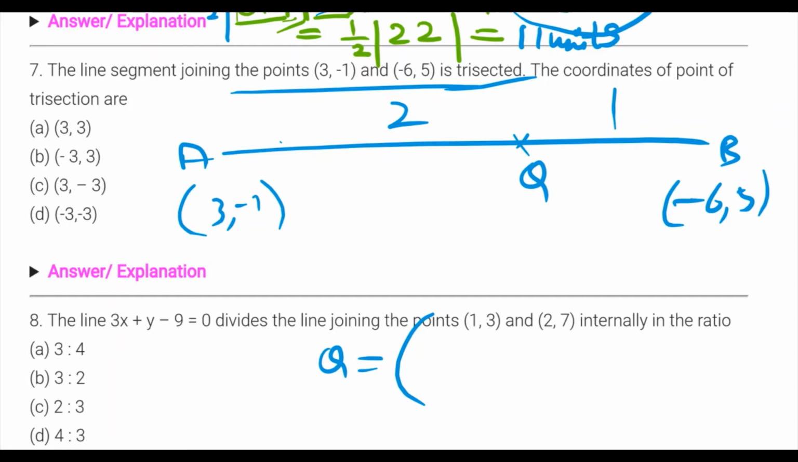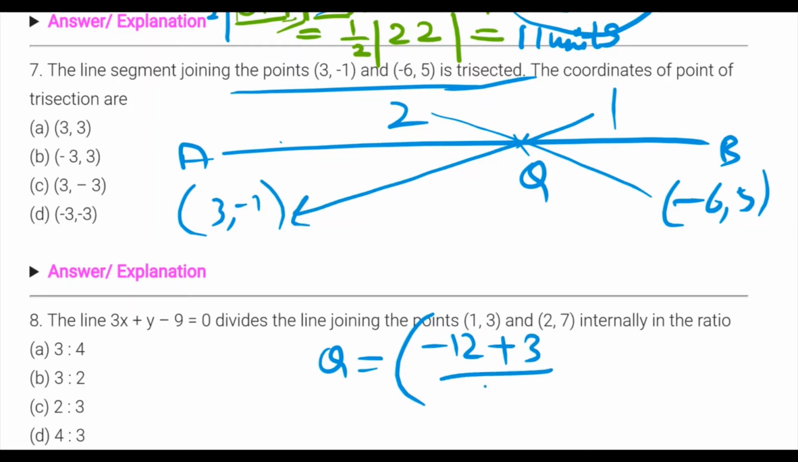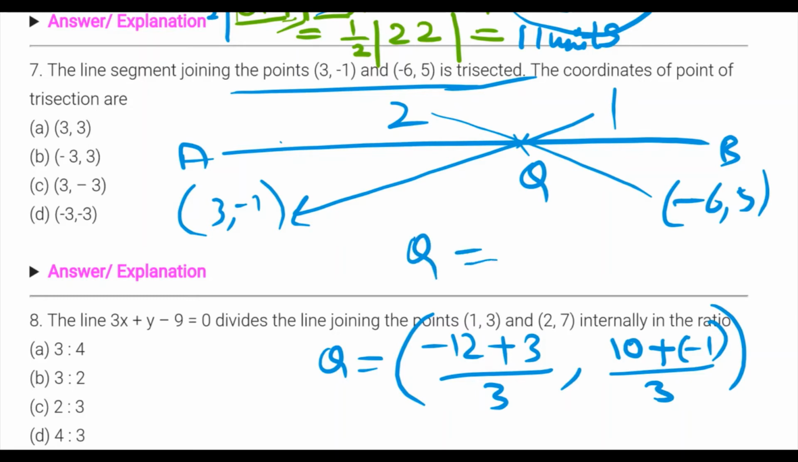So Q will be equal to m into x2, which is 2 into -6, -12, plus n into x1 is 1 into 3 is 3, by 3, comma, repeat the same thing for y coordinate. 2 into y coordinate is 2 into 5 is 10, plus 1 into -1, by 3. So Q will be equal to -12 plus 3 is -9 by 3, which is -3. 10 minus 1 is 9 by 3 is 3. So -3, 3 is one of the points of trisection. For the points of trisection, we get 2 points P and Q. So out of this, Q equals -3, 3.